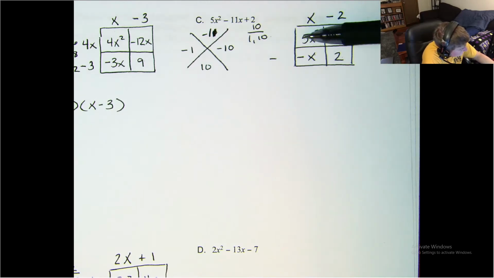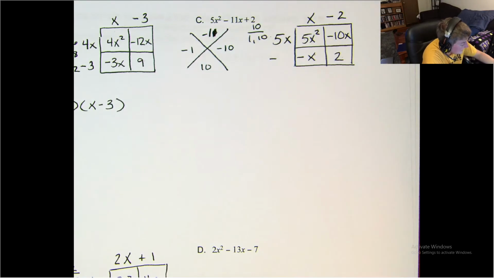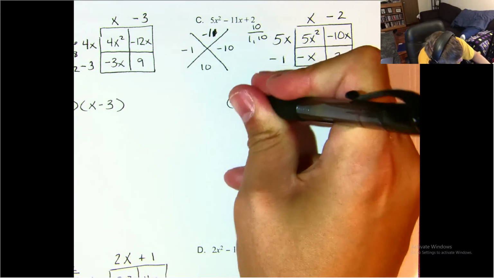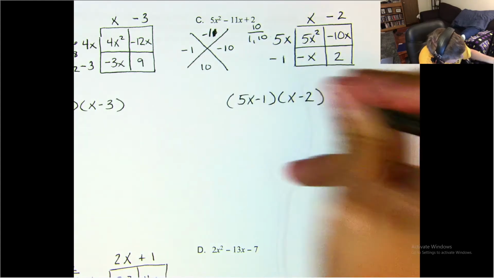Greatest common factor between 5x squared and negative 10x: 5 divides into 5 and 10 evenly, so it's going to be 5, and then they each have a common factor of x. 2 and negative 1x would be just 1. So this factors into 5x minus 1 times x minus 2.